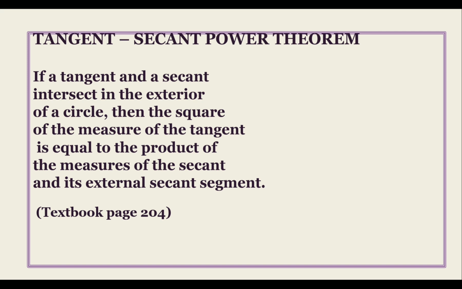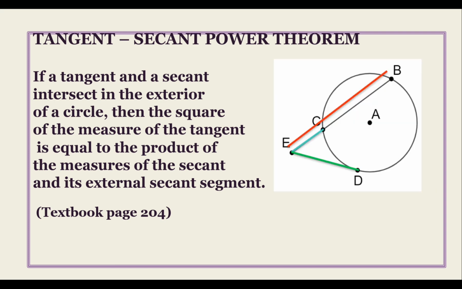Just a quick recall that the tangent secant power theorem states that if a tangent and a secant intersect in the exterior of a circle, then the square of the measure of the tangent is equal to the product of the measures of the secant and its external secant segment. By the figure, we can say that the square of the tangent segment, which is DE, is equal to the measure of the secant segment, that is BE, multiplied by the outer part of the secant, and that is segment CE. That is what we're going to apply.